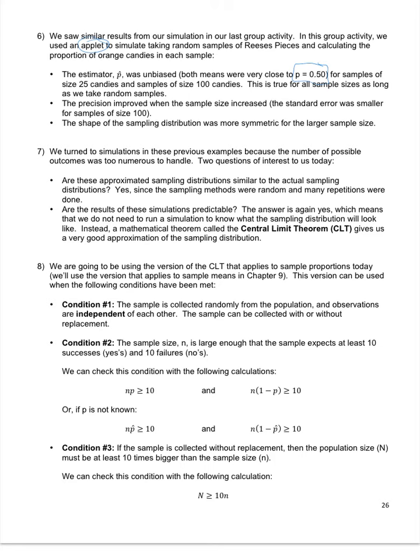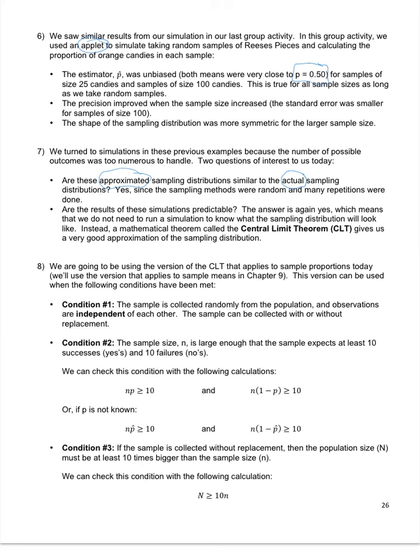Okay, number 7, we turned to simulations in these previous examples because the number of possible outcomes was too numerous to handle. Two questions of interest to us today. Question 1, are these approximated sampling distributions similar to the actual sampling distributions? I want to know if the approximated sampling distributions and actual sampling distributions are similar. The answer is yes, since the sampling methods were random and many repetitions were done.